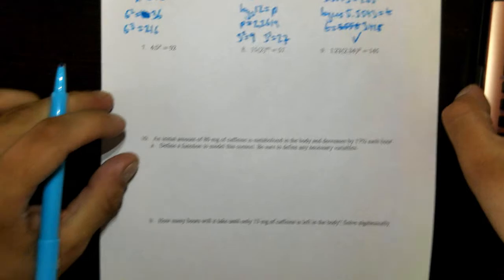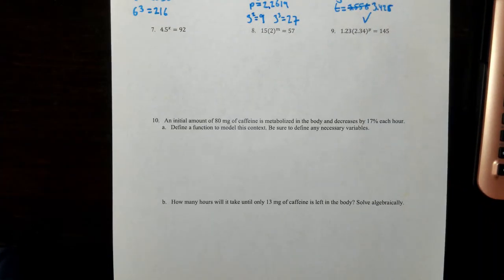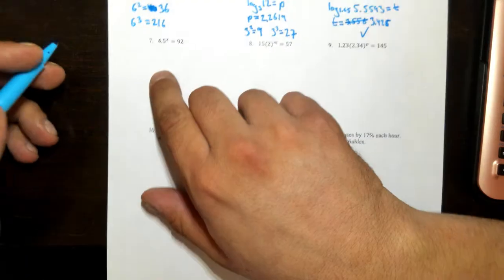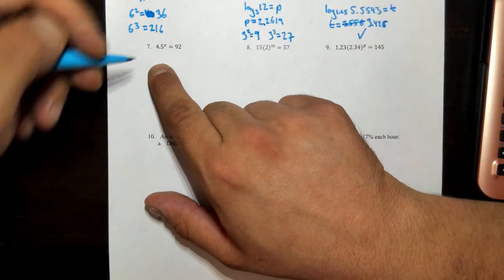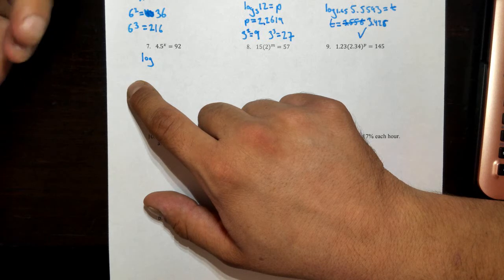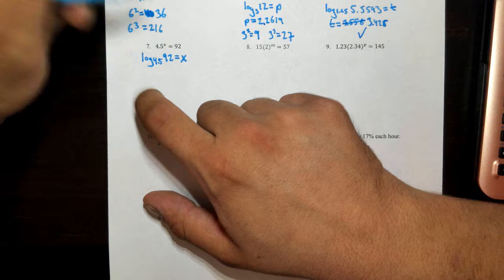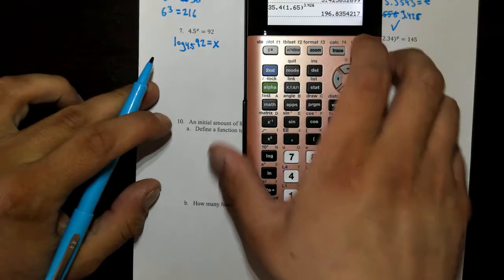All right, going to number 7. This one we can just put right from the exponential form into log form. So we can say this is log base 4.5 of 92 equals x. Plugging that in, what do we get?